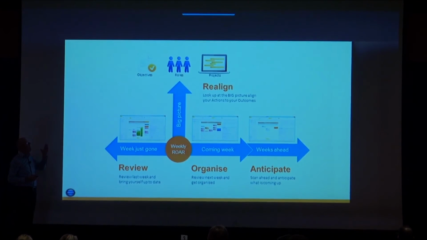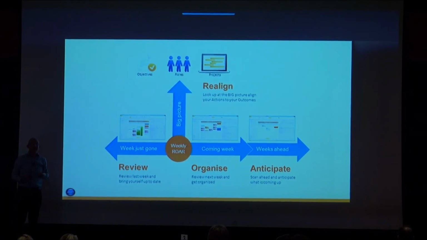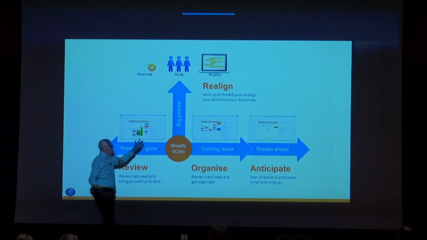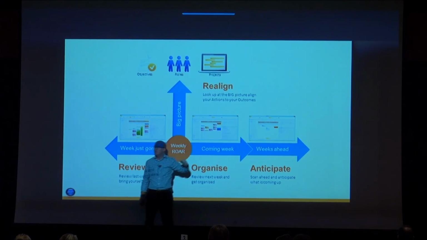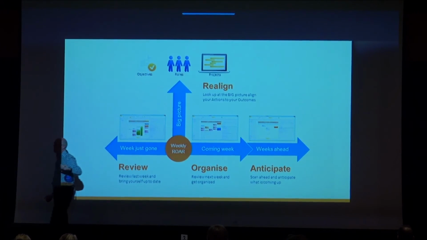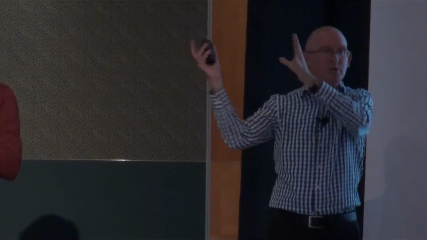The final piece of ROAR is I realign. I think about my goals and objectives. I think about my roles, and I think about my projects. And I ask myself the question, what are some of the things that I need to be proactively scheduling into my system to make sure that I'm working on the right work? You see, it's not just what comes into my inbox that should drive my work. It's me too. I need to be thinking about the big picture, and I need to be proactively driving the right stuff into my system. Does that make sense?